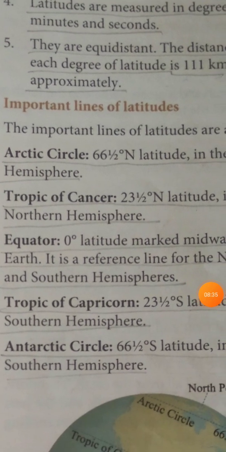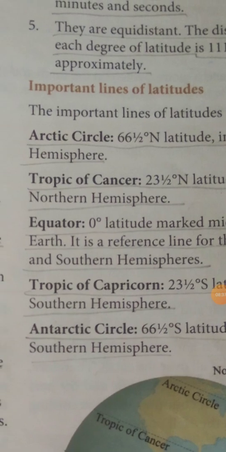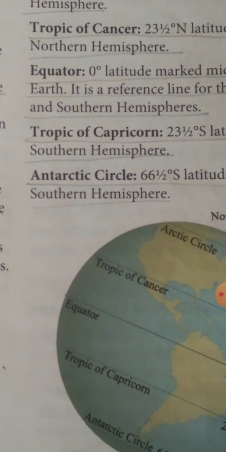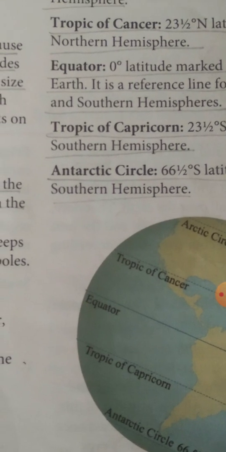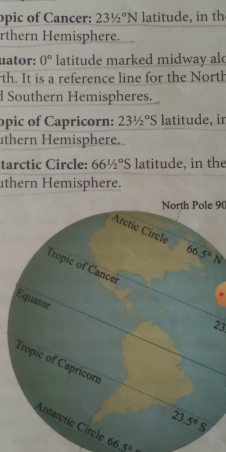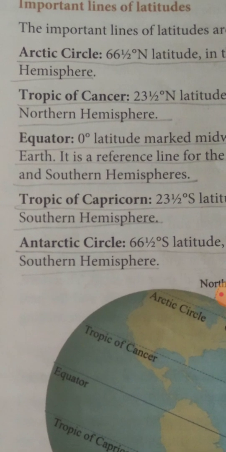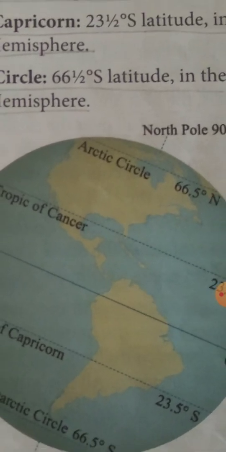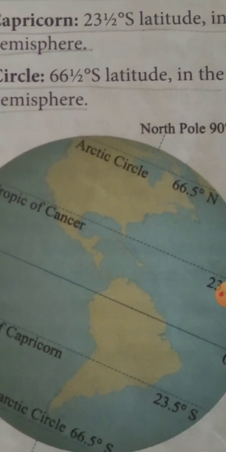Important lines of latitude are as follows: Arctic Circle, Tropic of Cancer, Equator, Tropic of Capricorn, and Antarctic Circle. मतलब कर्क रेखा और मकर रेखा और अंटार्कटिक वृत्त रेखा. Okay. The Arctic Circle is at the top of the page; you can see this picture in the textbook.